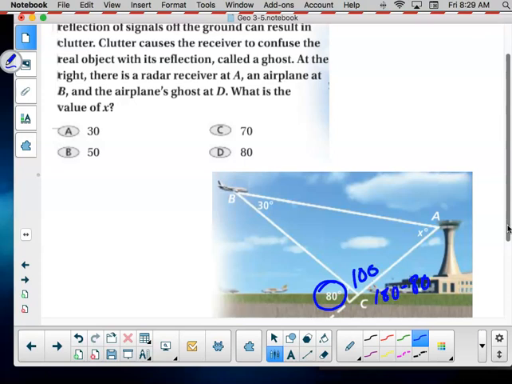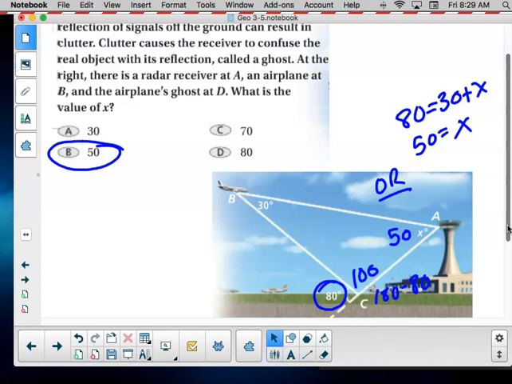Okay, now I can work it this way with my triangle and go 30 plus 100 and know this is 50. Or I could go, well, 80 is an exterior angle, and that is equal to 30 plus x, and subtract and find out that x is 50. So x is 50 degrees when we're doing that.